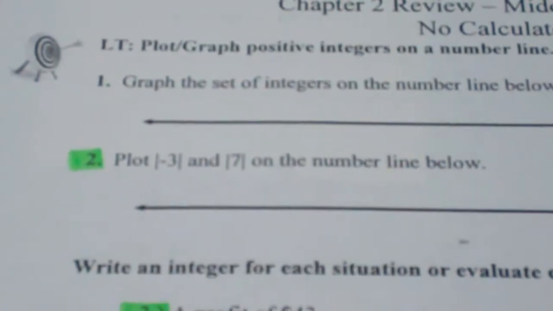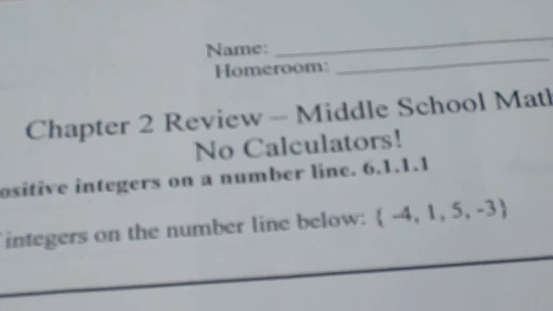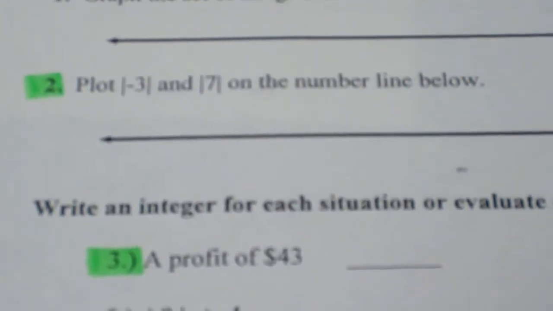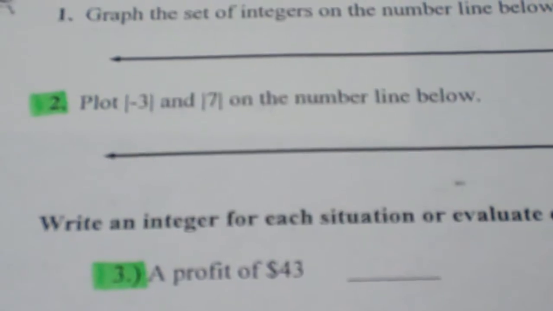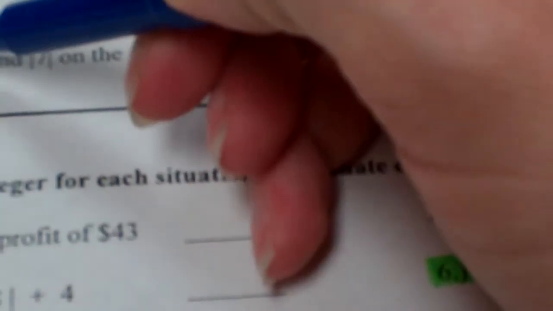All right, welcome to Chapter 2 review. I have taken your Chapter 2 review packet or page, and I'm going to just do a few highlighted problems, starting with number 2. It says plot -3 and 7 on the number line, but notice these bars around it.